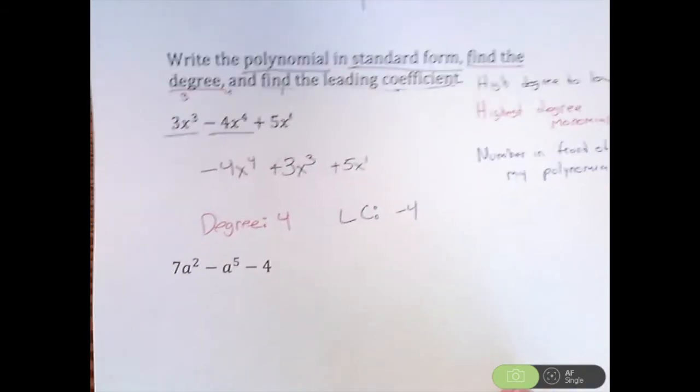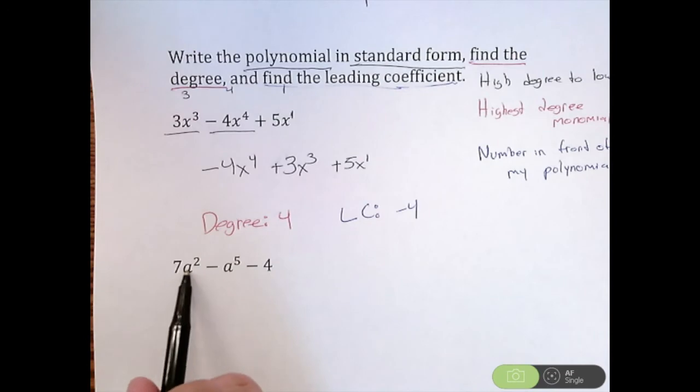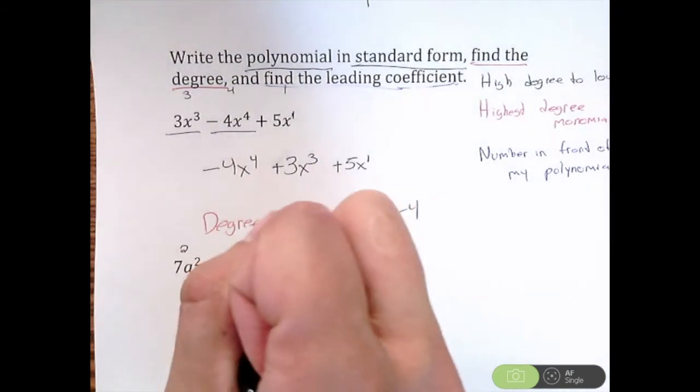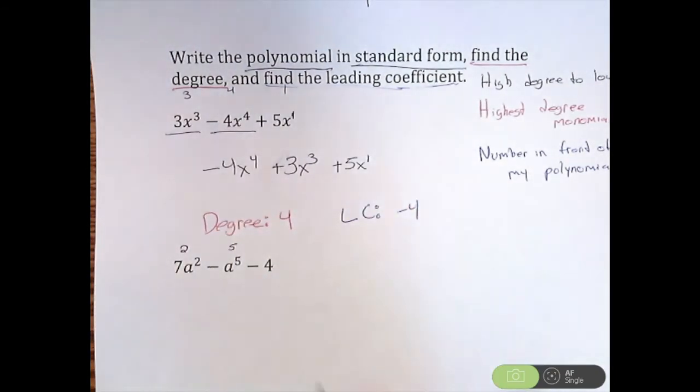So let's go through another one of those examples really quick. I have 7a squared minus a to the fifth minus 4. So the degree here is 2. Minus a to the fifth, degree there is 5. And just a plain old 4, that degree is 0.